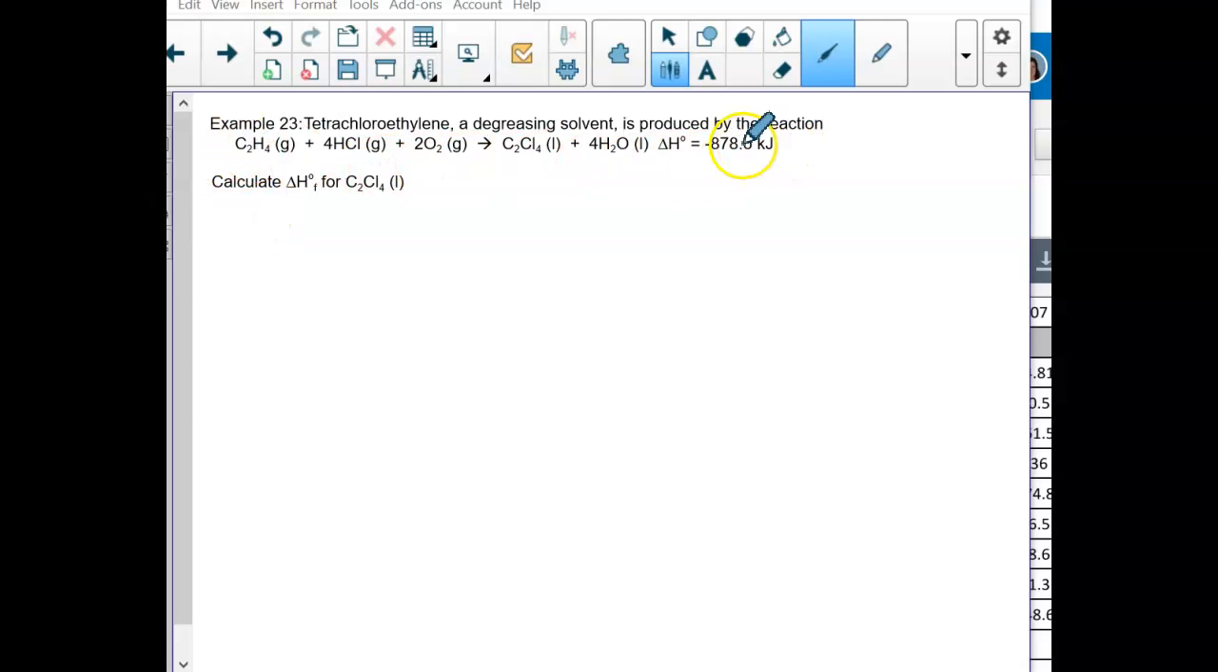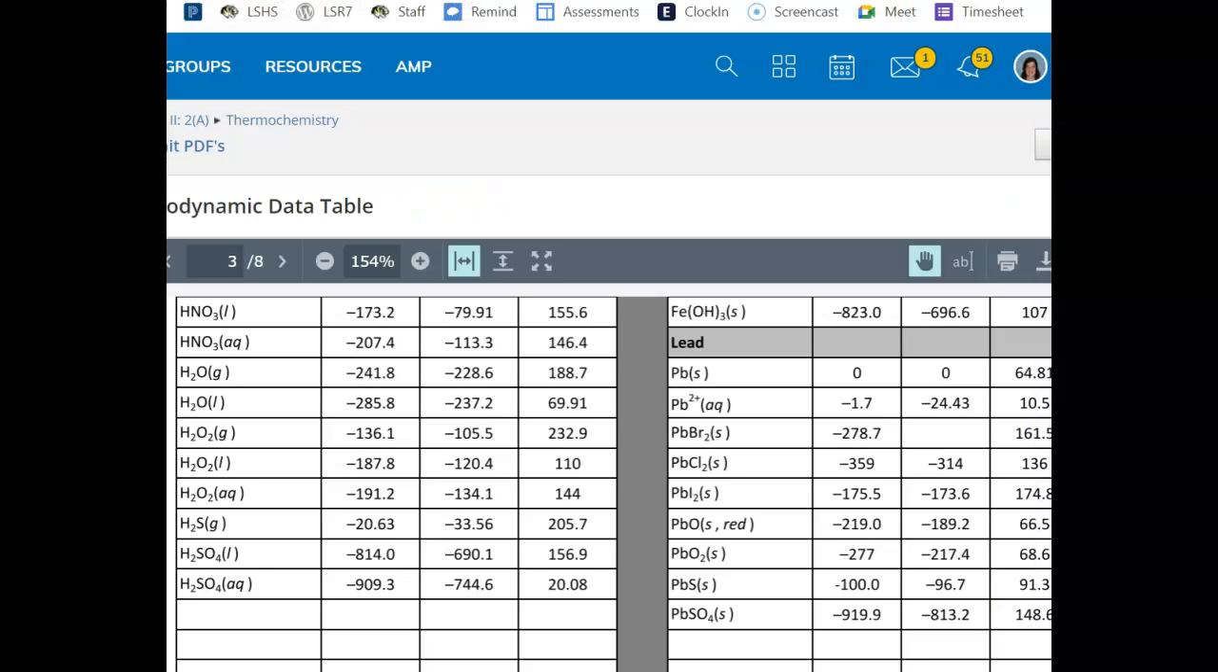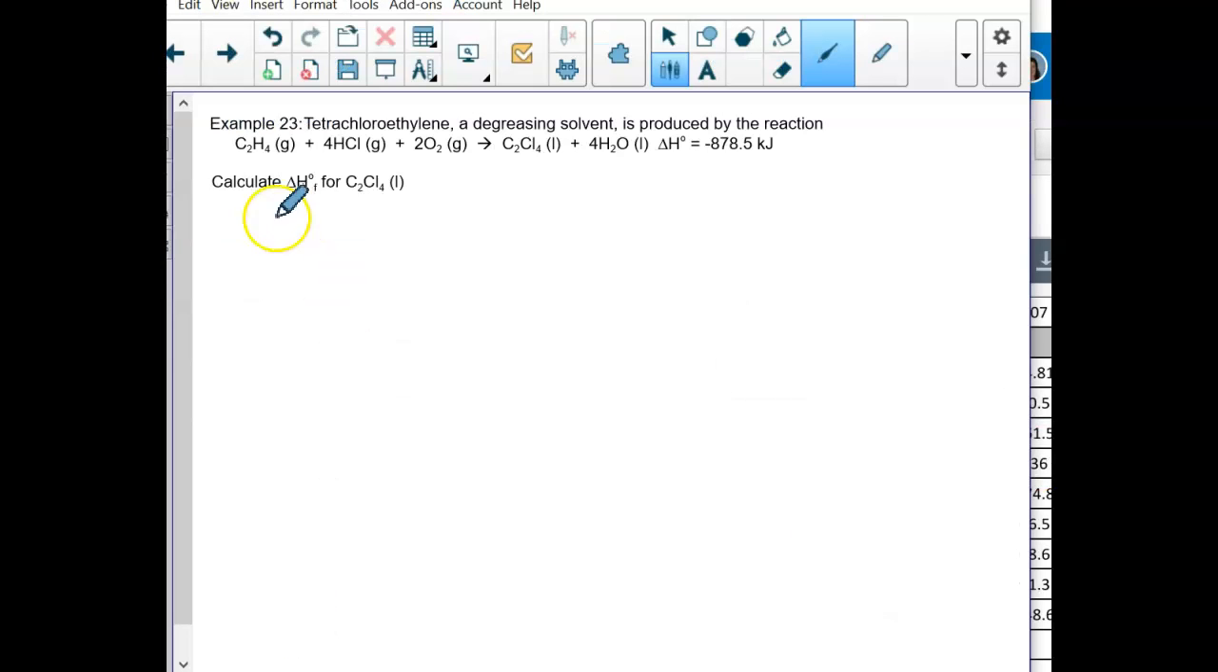Okay, in this problem, we have an overall delta H, so we're going to be solving for a piece in here. We're basically looking for the number off this chart. We may end up seeing it on the chart, we might not. Either way, we still have to go through the work to prove that we know how we got it. So we're still going to set this up as products minus reactants.